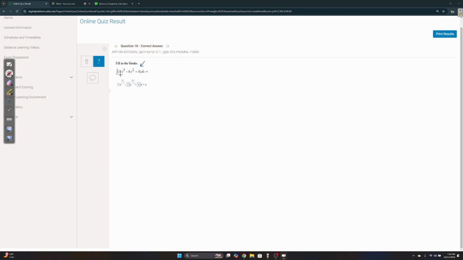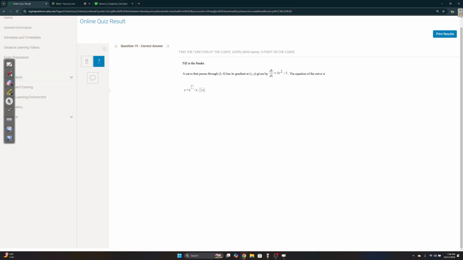Integral of this, okay, 8 down, add 1 to the power, divide by the new power. 6x down, add 1 to the power, divide by the new power. 4 down, you add an x. 8 with 4, 2. 6 with 3, 2. Okay, and then you get the rest. Obviously plus c. Don't forget your constant of integration.